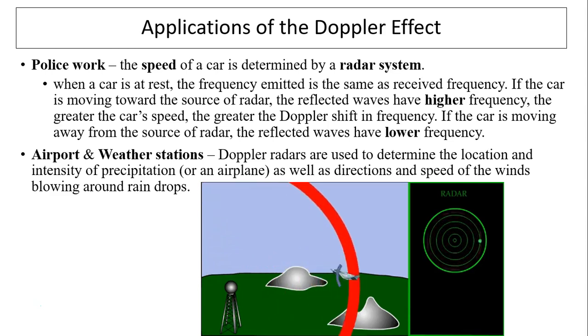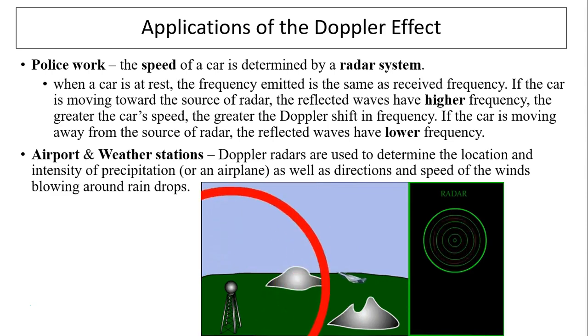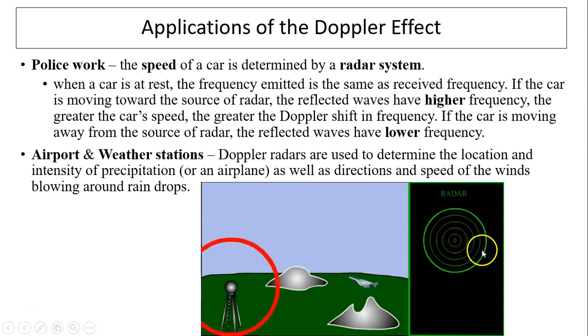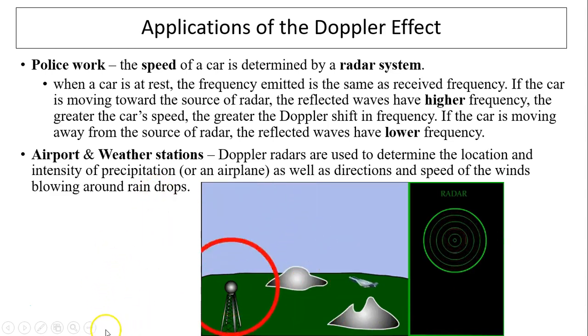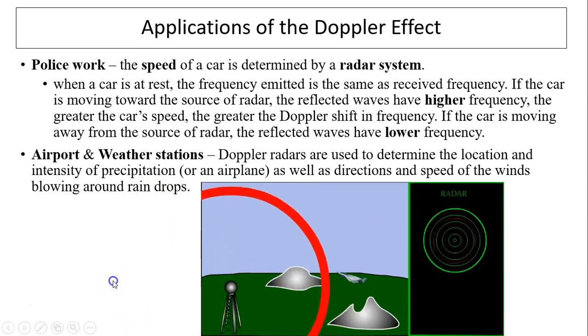Doppler effect is also used in airports and weather stations. How does the airport know the plane is coming? They send radar waves, and that wave will be reflected by the airplane or by the cloud to determine where the plane is, what location, and what speed it's moving. Similarly for the clouds. So here's a radar. You can see the dot over there. So that's the Doppler effect application.